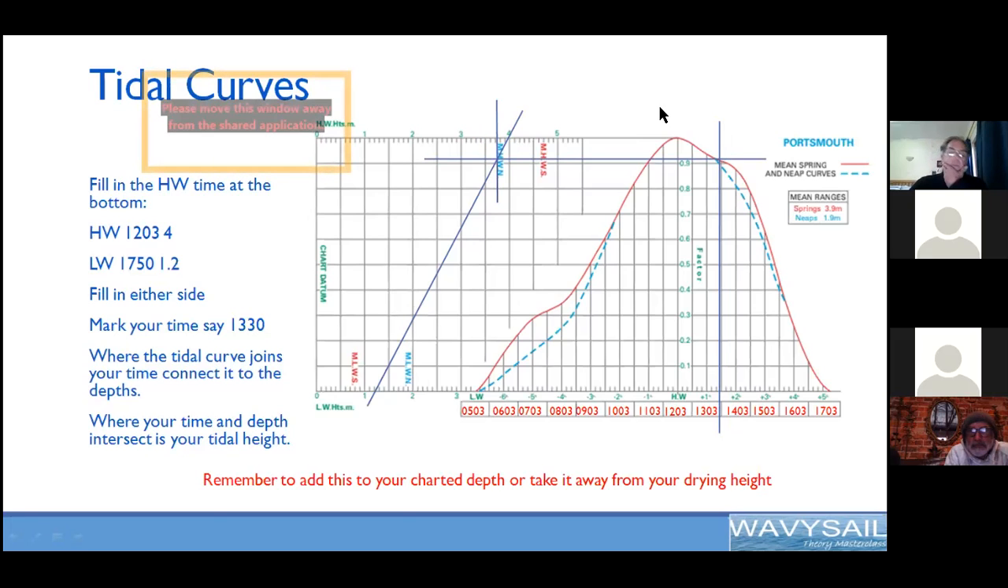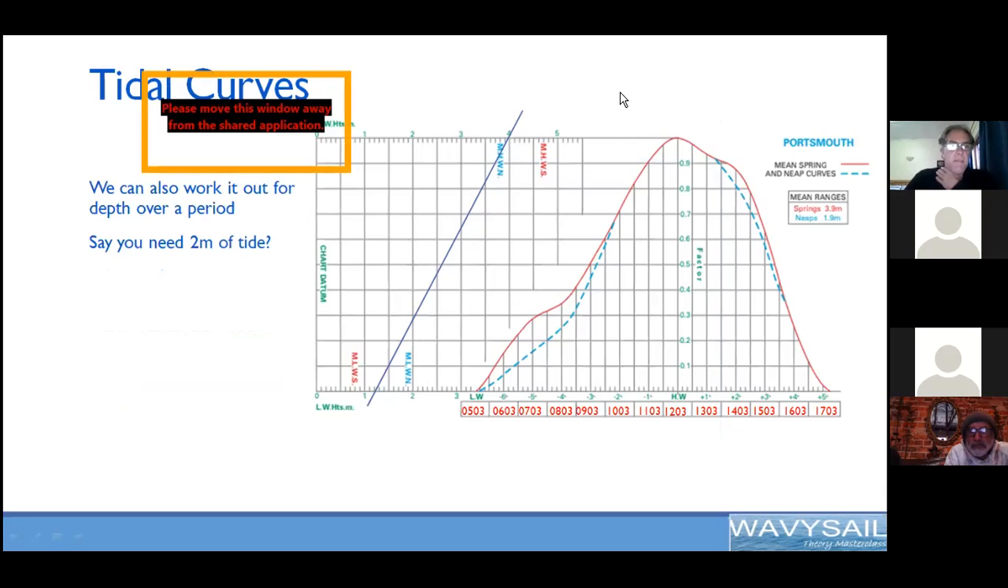And remember again, that only gives you your tidal height. It doesn't give you your depth as well. You need then to add your charted depth or take away your drying height. So if we want, say we need 2 meters of tide, we do the same thing, there's our first line, same tide.